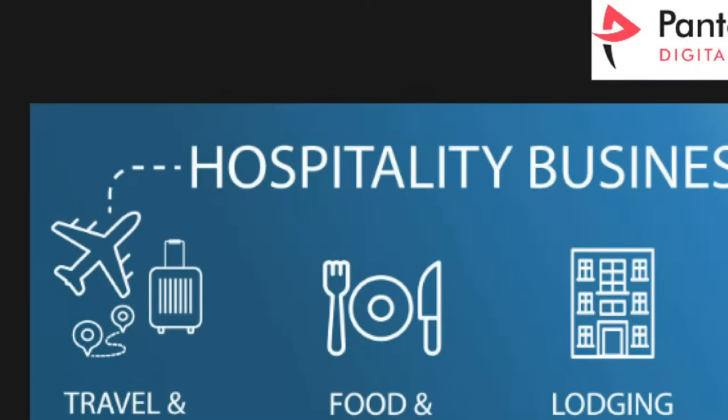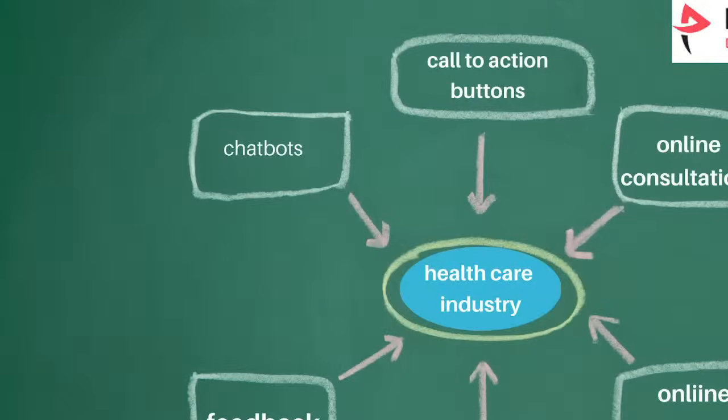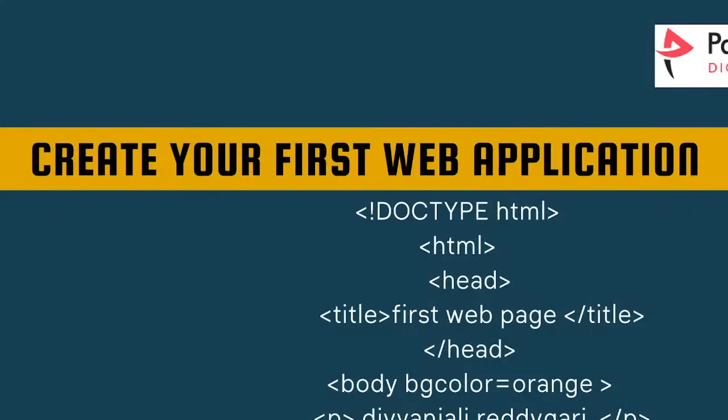Hospitality, something like travel and tourism as I have already mentioned, and foods and beverages, where we can even order according to our own interest, correct? And staying, accommodation, and also outdoor and recreation. In the healthcare industry it helps to create chatbots and call to action buttons. Online consultations and online payments can be done, prescriptions can be given, and feedback can also be given online directly with the help of web applications.